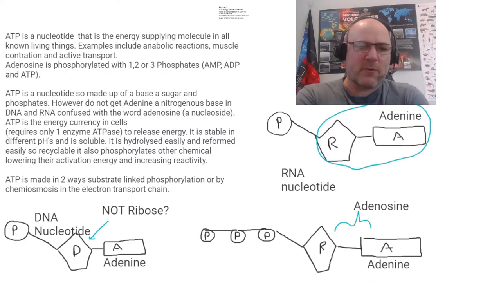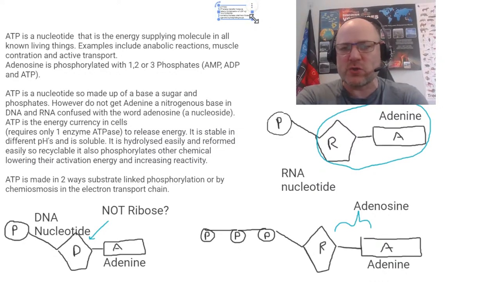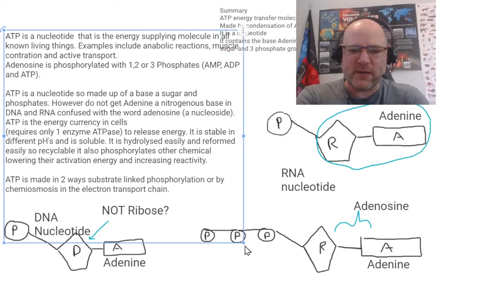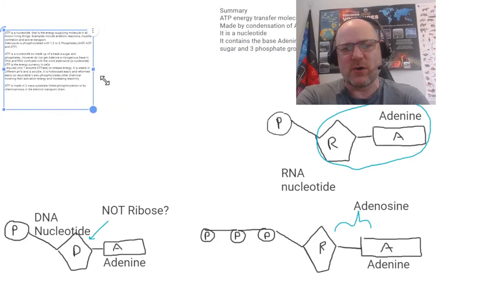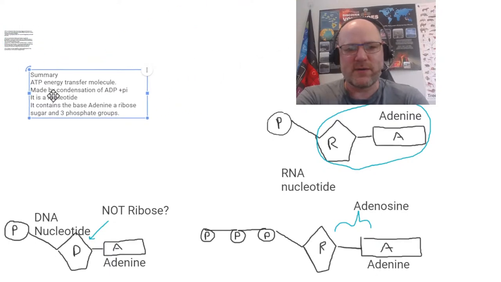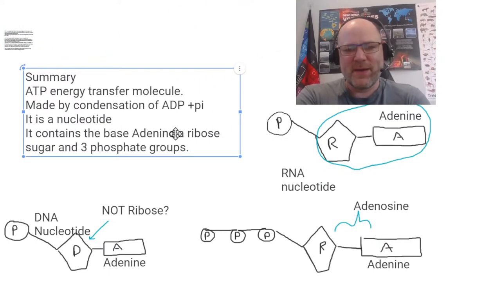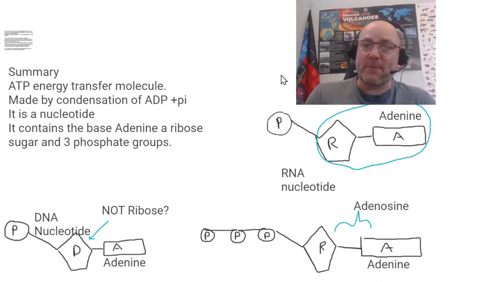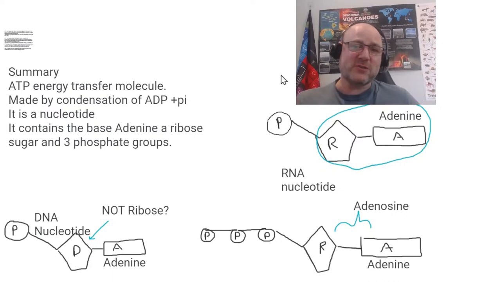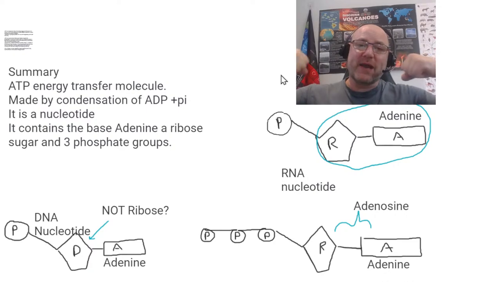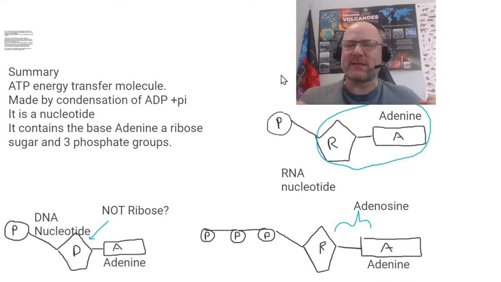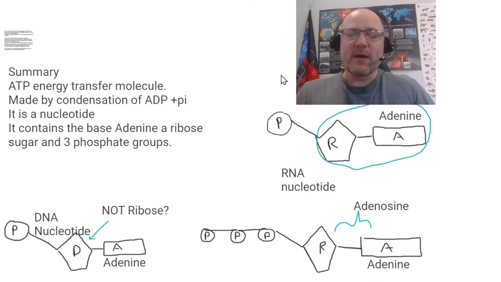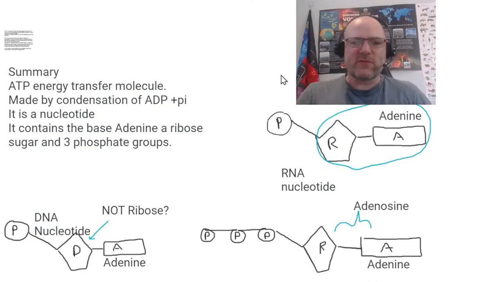Right, if I was just summarizing what you had to know about ATP, let me shrink this bit of information down. You can always copy that, you can always rewind. So my summary of ATP, if you just had to remember a couple of things from today's lesson: ATP is an energy transfer molecule. It's made by the condensation reaction when we join ADP and Pi together. Pi stands for phosphate, by the way. I know, why not PH, why not PO? Well, there we go. The i stands for inorganic phosphate.